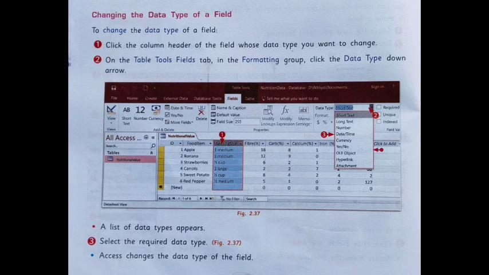Changing the data type of a field. To change the data type of a field, click the column header of the field whose data type you want to change. On the Table Tools Fields tab, in the Formatting group, click the Data Type down arrow. Then a list of data types appears. Select the required data type. Access changes the data type of the field.